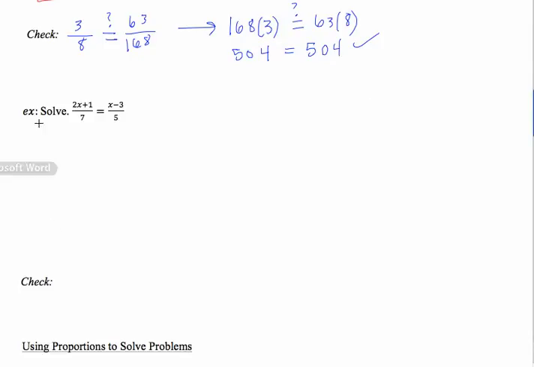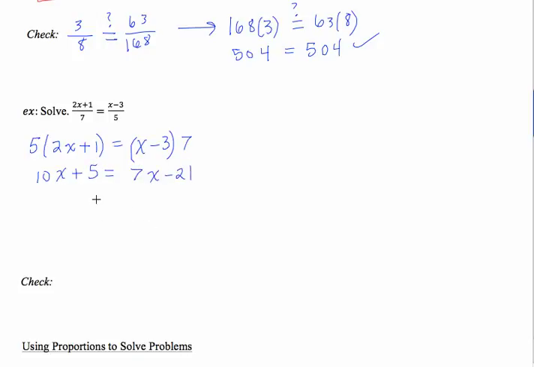Okay, so I'm going to cross multiply here to get 5 times (2x plus 1). That's equal to (x minus 3) times 7. Now make sure you have those parentheses around the x minus 3 there. And then from here we can just distribute and solve. So we have 10x plus 5 equals 7x minus 21. Subtracting 7x from both sides, we'll have a 3x over here. And subtracting 5 from both sides, we'll have negative 21 minus 5, that's negative 26.